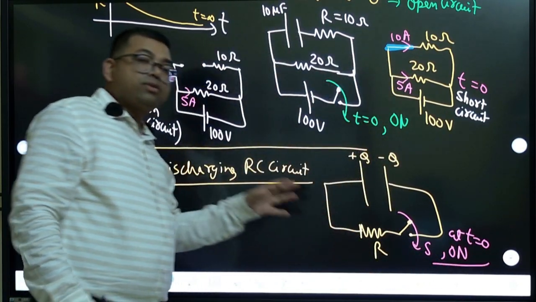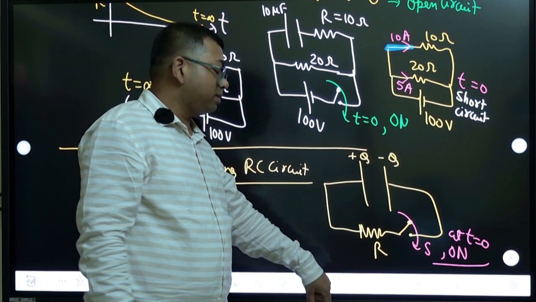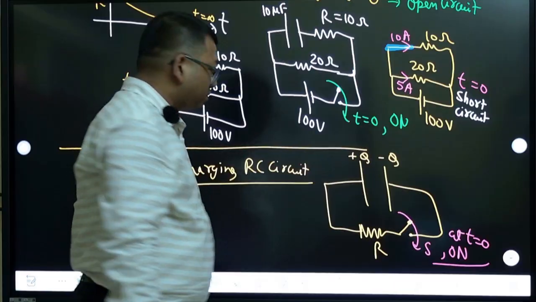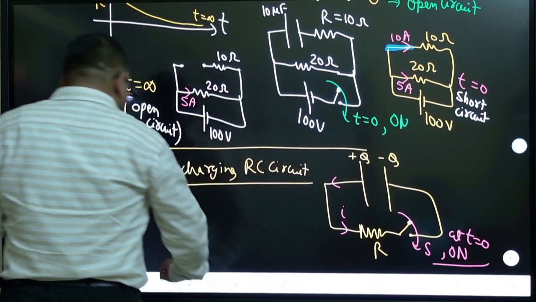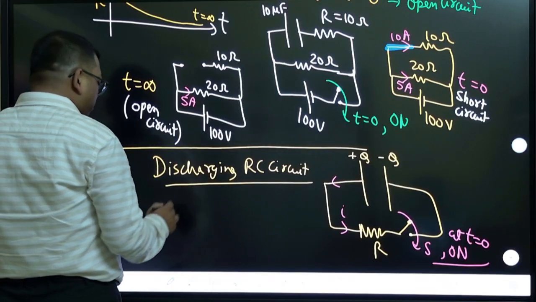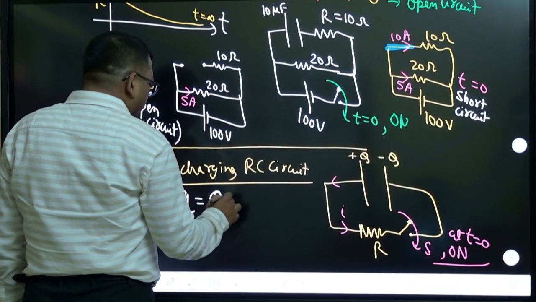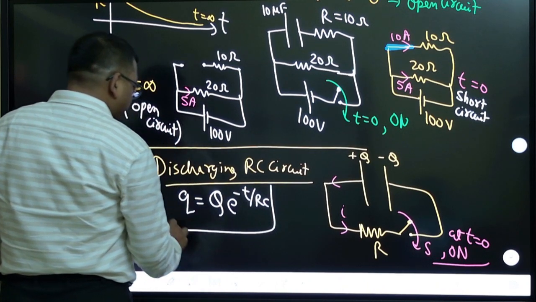So the capacitor is already having some charge. Now when you connect this, the charge will discharge, charge will flow through the resistance. So in this case current will be flowing in this way. I will write the formula directly. You can solve again like Kirchhoff's law. So Q is equal to capital Q e to the power minus t by RC. This is how charge will decrease.